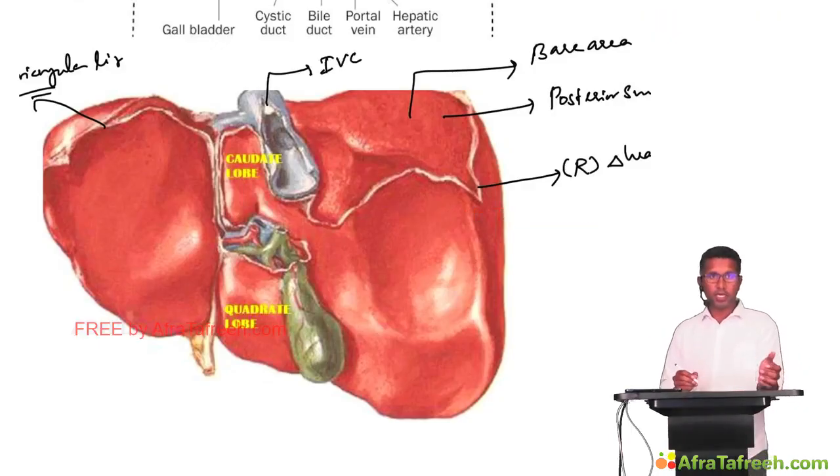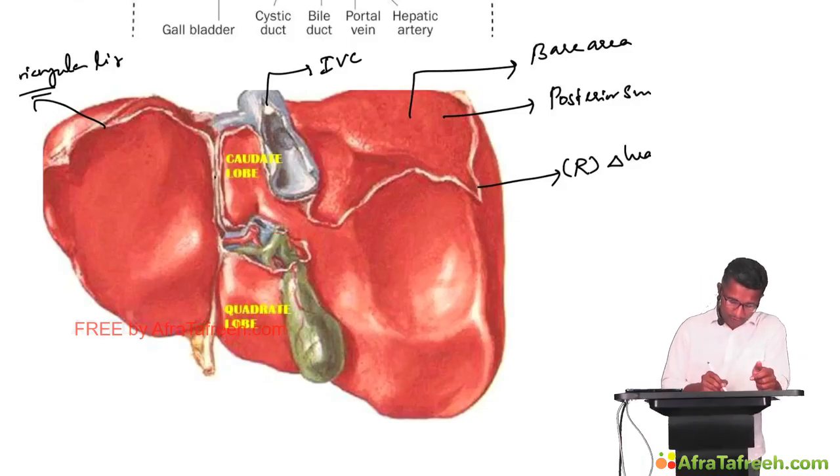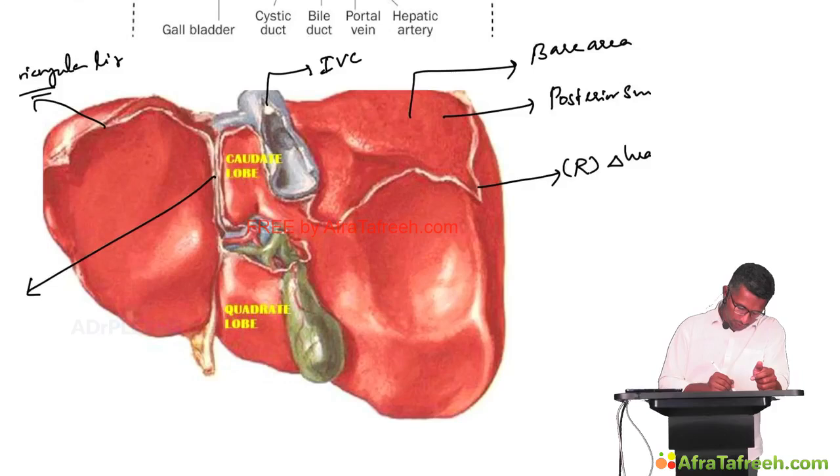Just medial to the IVC, you get a fissure. This fissure you see here is called the fissure for ligamentum venosum.